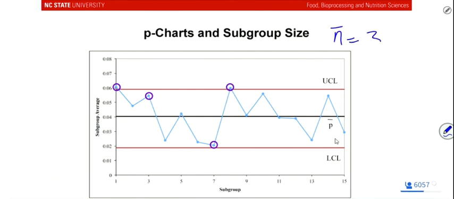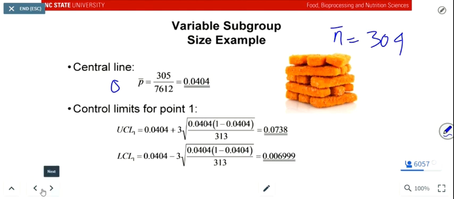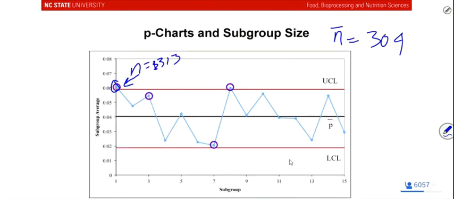Average n is 304. But what was the sample size for the first subgroup? Do you remember? Yeah, 313. You see where I'm going with that? Because this is not the true control limit. It's just the average. So now you're eyeballing it, but you're going, wow, if the sample size was bigger, then it's going to be closer to the center line. If it was smaller, the control limit was actually, in reality, farther away from the center line.